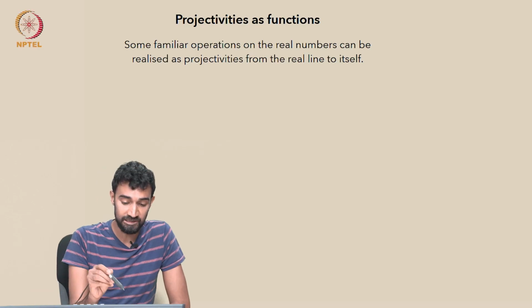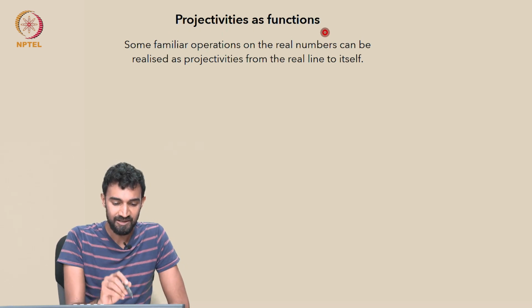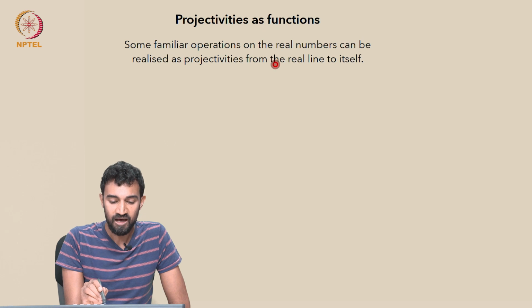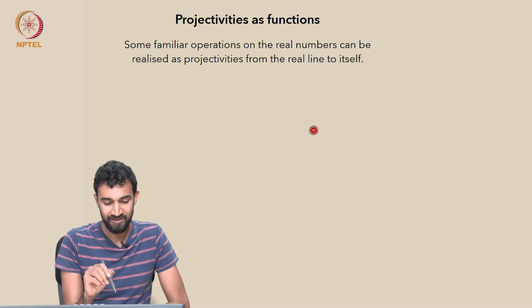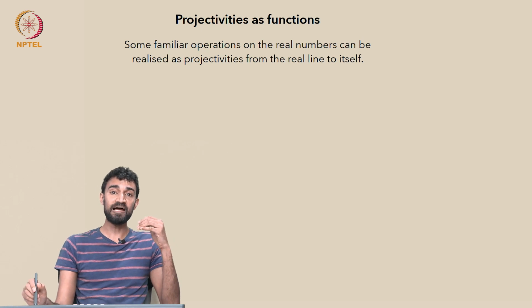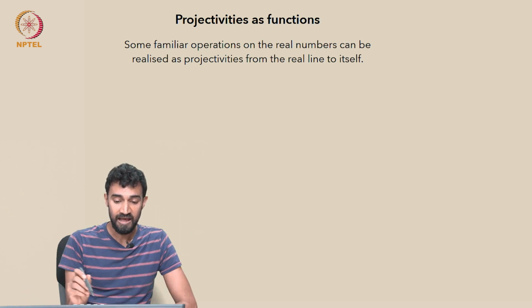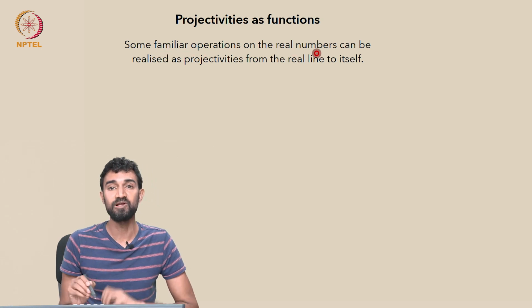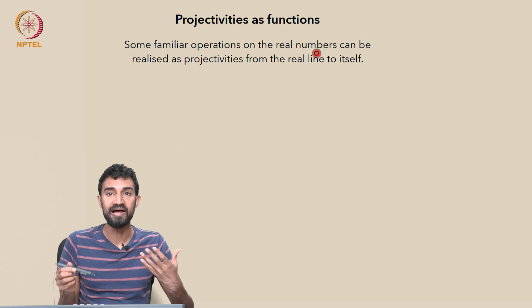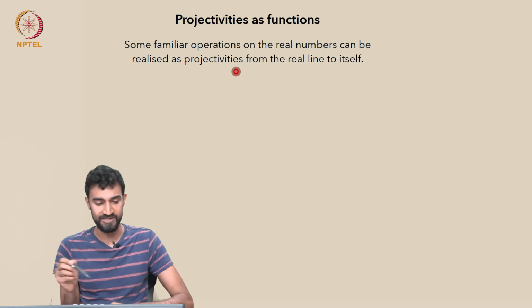But for now, I want to talk a little bit about projectivities as functions. In other words, I want to look at projectivities of the real line to itself. Because when we have a projectivity of the real line to itself, we can think of that as a function from R to R. And in doing so, we'll see that some familiar operations on the real numbers can be realized or constructed as projectivities from the real line to itself.